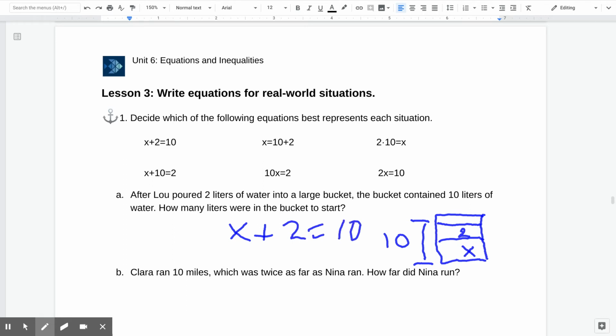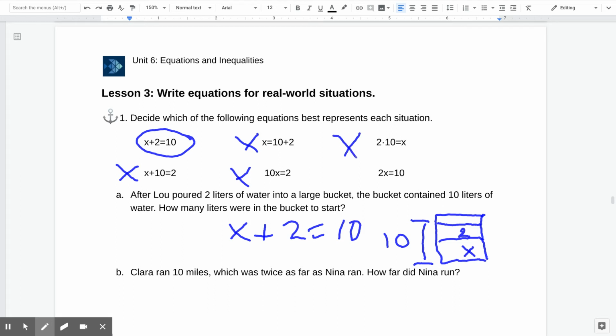All right, so now having drawn that up for myself, I'm going to take a look here and see which ones work for it. Yes, that first one does. This one definitely doesn't. x plus 10 equals 2 is not the same thing. x equals 10 plus 2? No, x is clearly less than 10. 10x equals 2? No, that's not giving me the same thing. 2 times 10 equals x? No, again, we'd have x being more than 10.